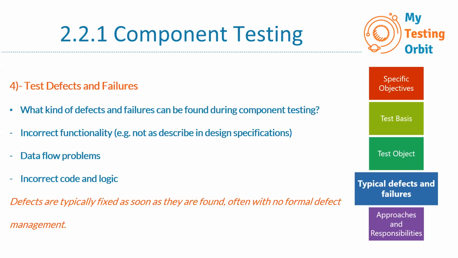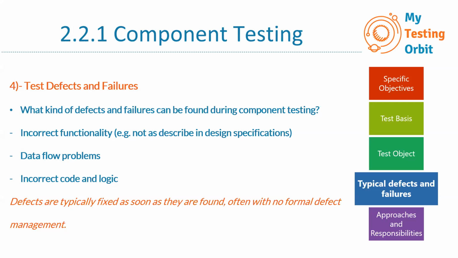So if there is a component and a developer, let's say, is testing that component, what kind of defects can I expect? The first one would be incorrect functionality, for example, not as described in the design specification. If anything is not working in my written code for that component as per the design specification or the design details we discussed and agreed earlier, then that component testing will fail, which means the functionality I developed is not correct. So that can be a type of defect.